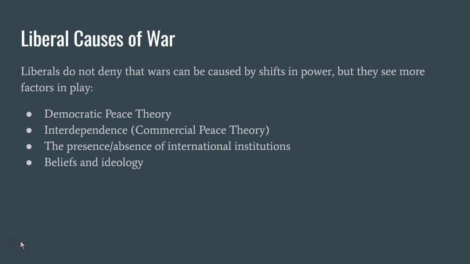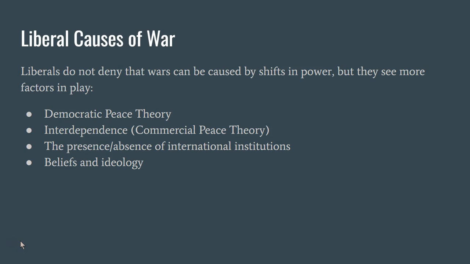Well, the first factor they see in play is regime type. Whether you're a democracy or a dictatorship is going to affect the incidence of war. The more democracies in the world, liberals think, the less likely war is going to happen. Why that is a very complicated question, and I suggest you read the suggestions in your book about it. I don't have time to go over it.